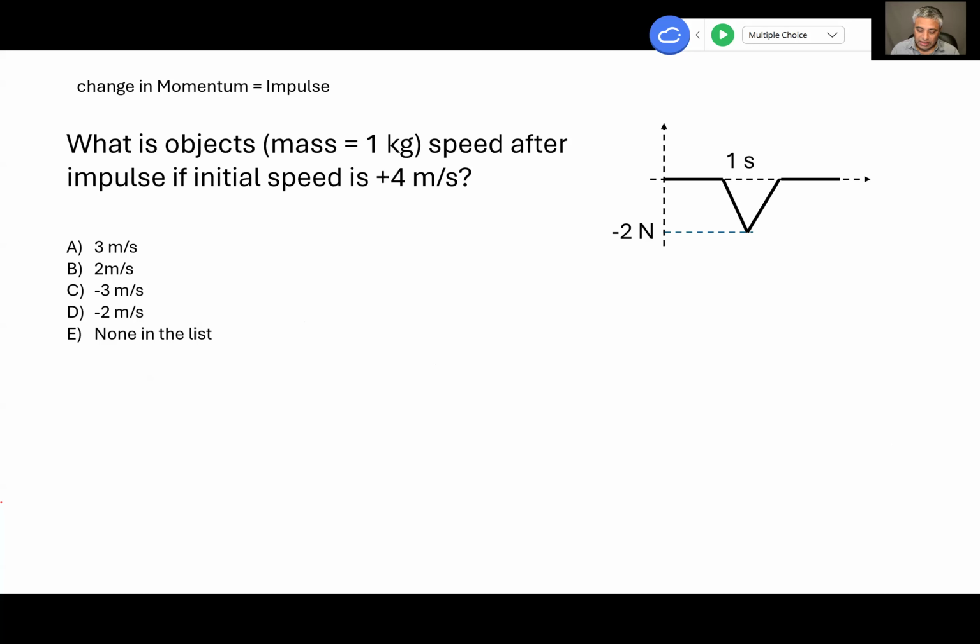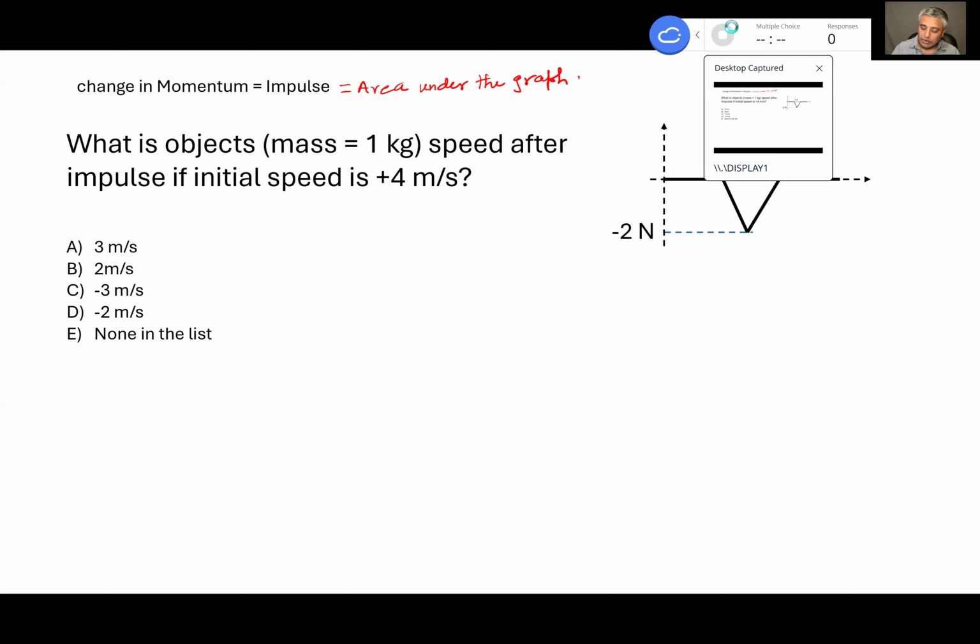So now we're going to move to the change in momentum and impulse I was talking about. And remember, impulse can also be written as the area under the graph. Okay. So with that said, I'm going to open the poll and let you work on this. And you have 2.5 minutes for this.